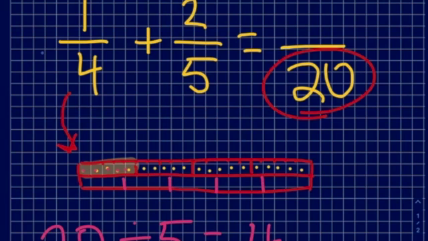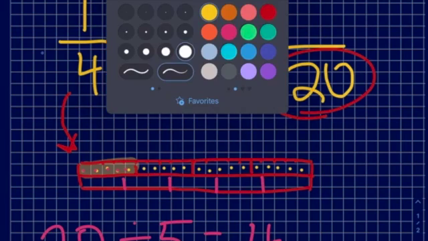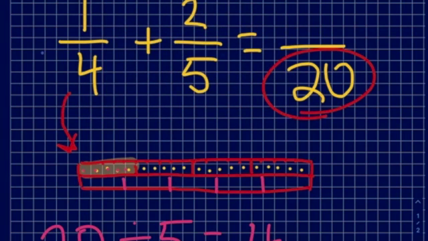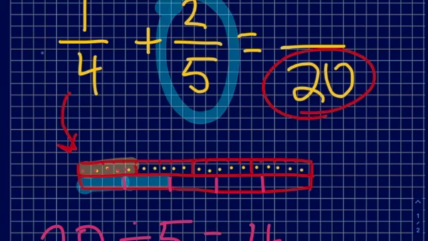And we can shade those in. So this time, how many are shaded in? Well, I have 2/5, so I'm going to shade in 1/5 and 2/5. Now, we can go ahead and count those to tell us 2/5 is equal to how many 20ths? How do we figure that out?